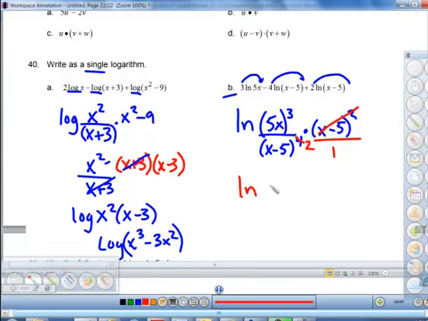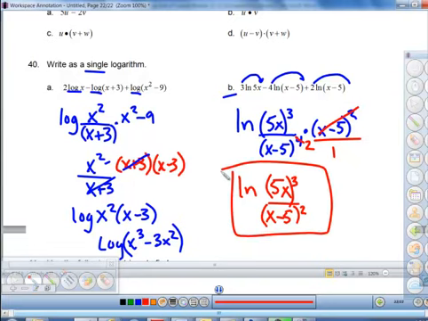So I have the natural log of 5x cubed in parentheses divided by x minus 5 squared. Now if I was to expand this out, I don't think anything will cancel, and it'll almost look bigger and uglier. So I think I would just leave it just like this.